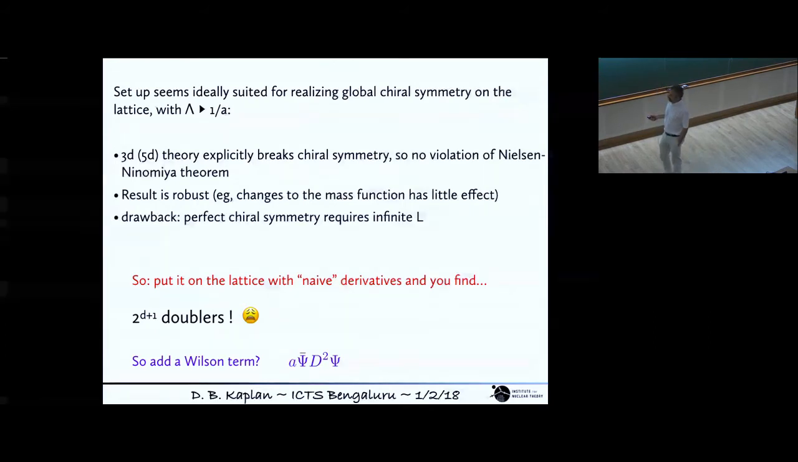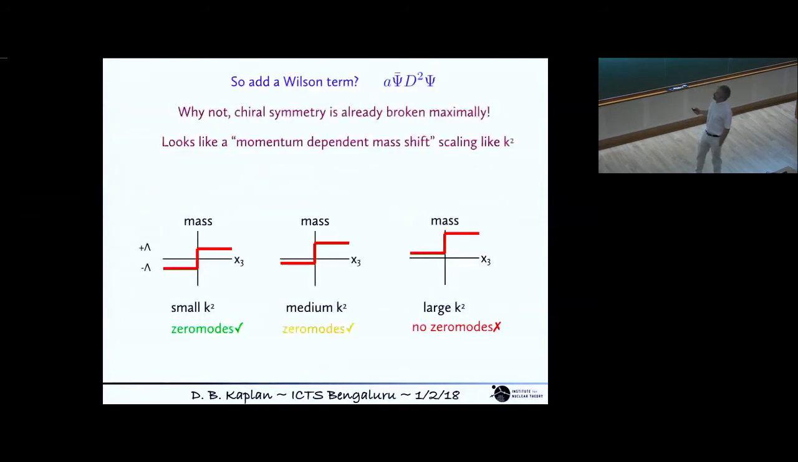I'll add this term. So you might think then that this, of course, destroys chiral symmetry, but it doesn't any more than the mass term does. This is the same structure as the big mass you've already put in the theory, so maybe it's not so bad. In fact, there's a reason to think that it's fine.